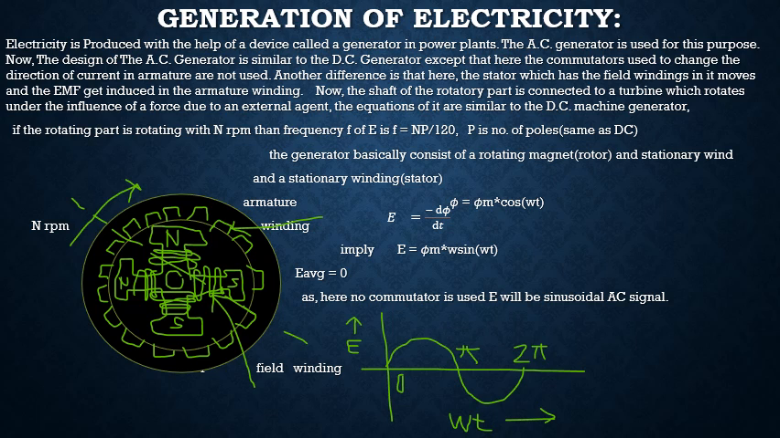Now if the flux through the armature windings is varying sinusoidally, like phi = phi_m cos(omega t), then by Faraday's law the EMF induced will be given by E = phi_m omega sin(omega t). Now here, as there is no commutator as in the case of a DC generator, the output will be a sinusoidal AC signal.